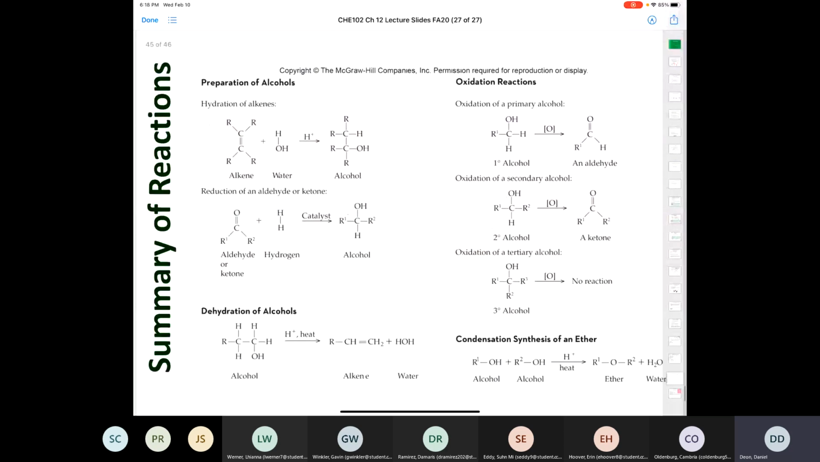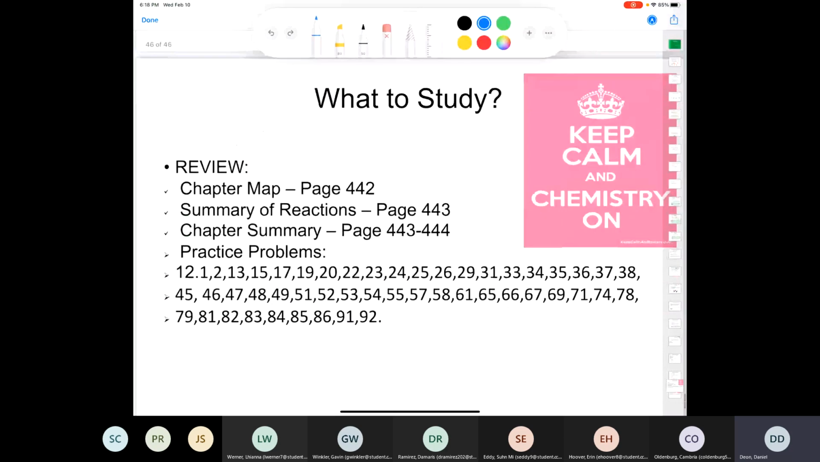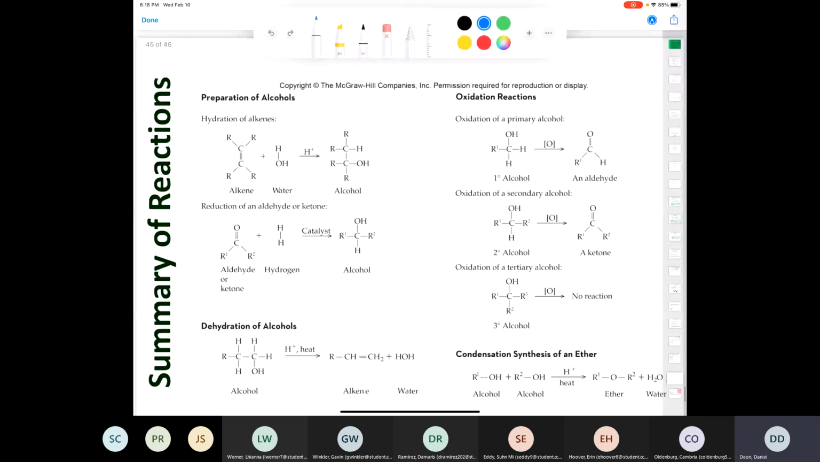And here they all are summarized right here. Okay. The only thing about this one is the dehydration reaction doesn't exemplify Zaitsev's rule, but hey, it's on there. All right, and then I have a list of practice problems from the book that I would recommend that you look at.